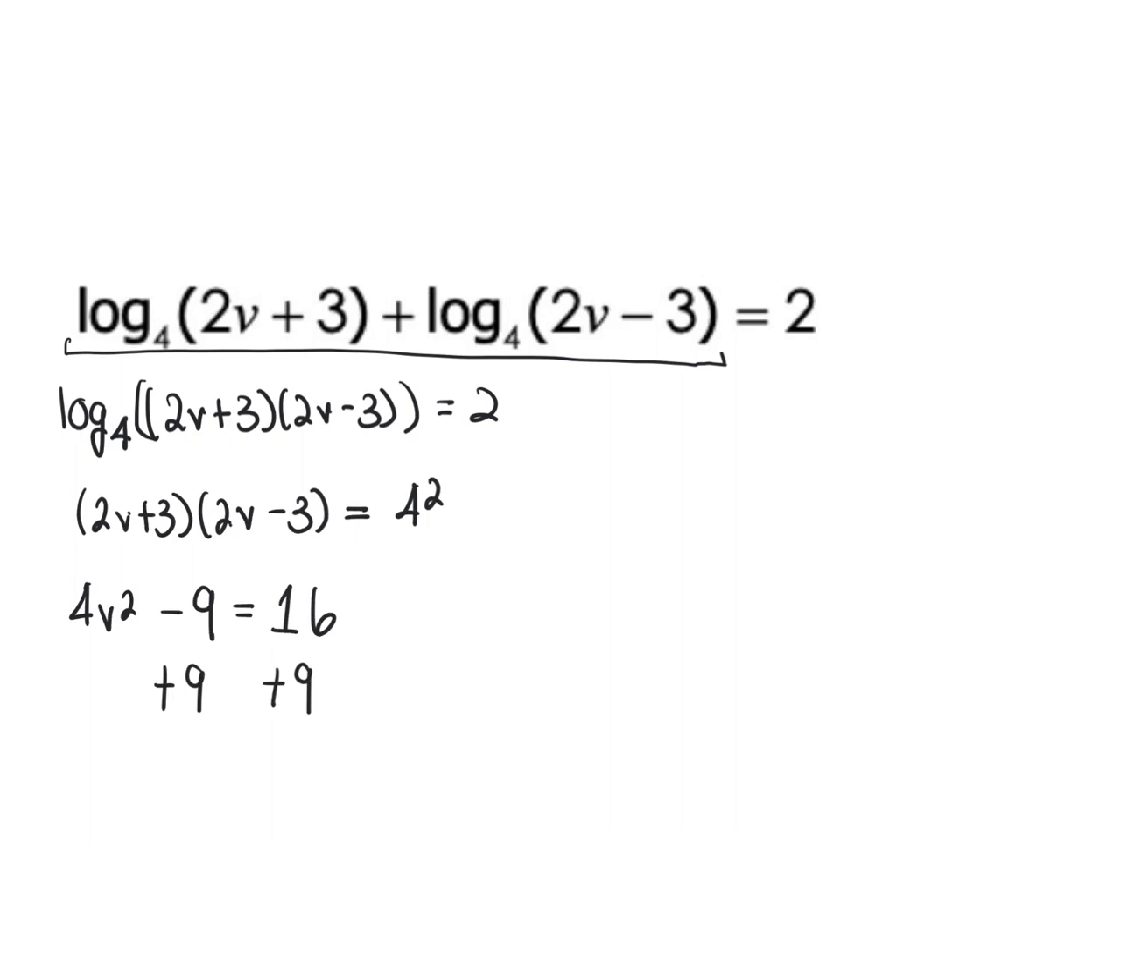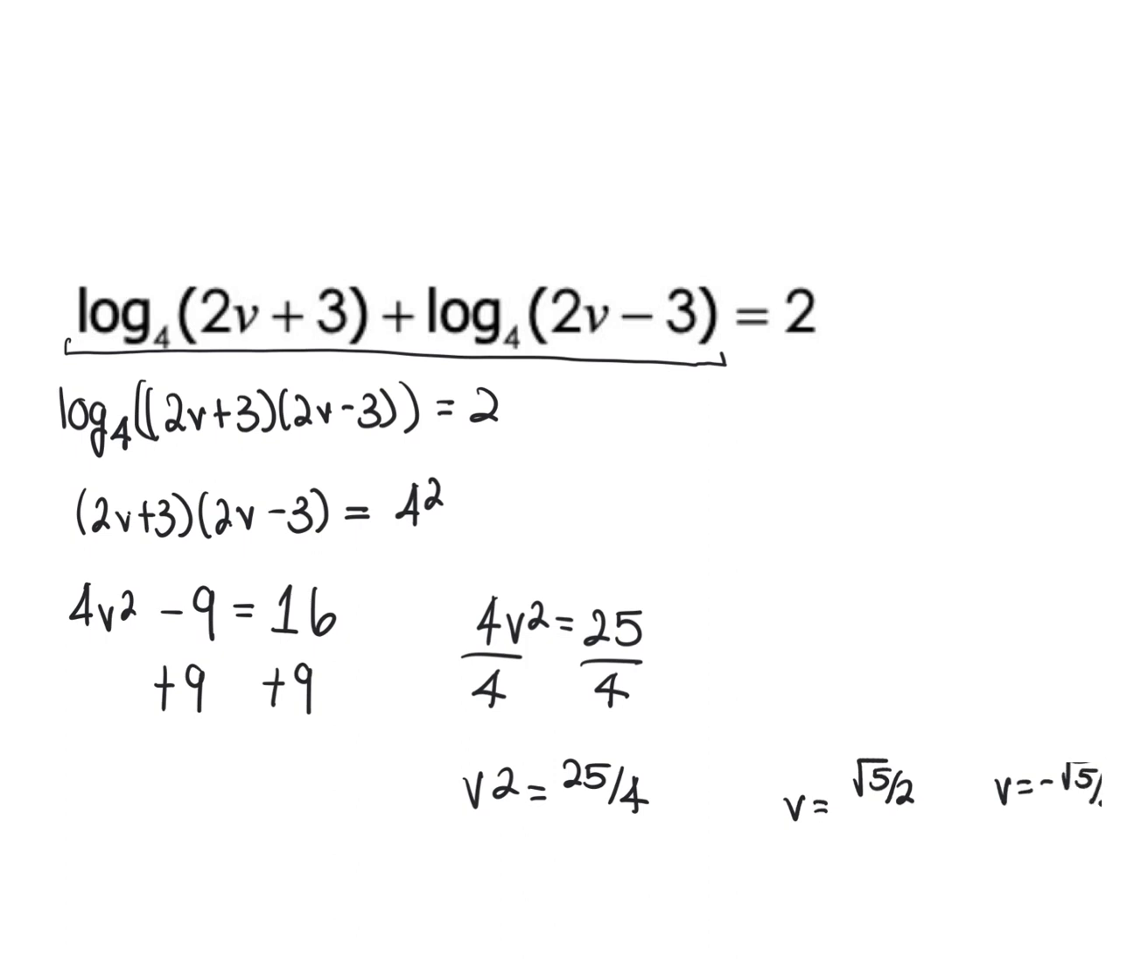We're going to add 9 to both sides. We'll get 4v squared equals 25. Divide both sides by 4. Then v squared equals 25 over 4. So v equals the square root of 25 over 4, or v equals negative square root of 25 over 4. Not really sure where I came up with the square root of 5. It's just 5 halves or negative 5 halves.